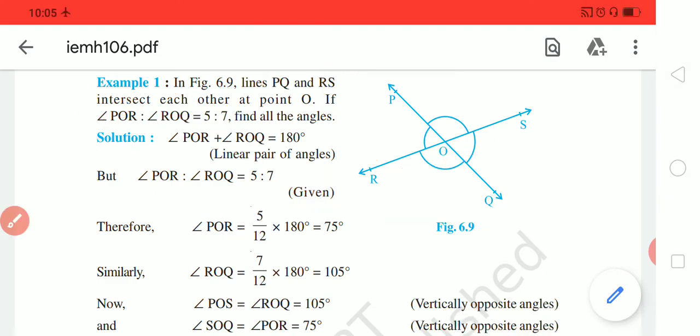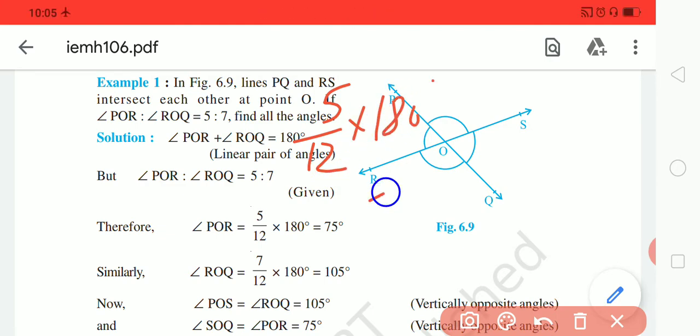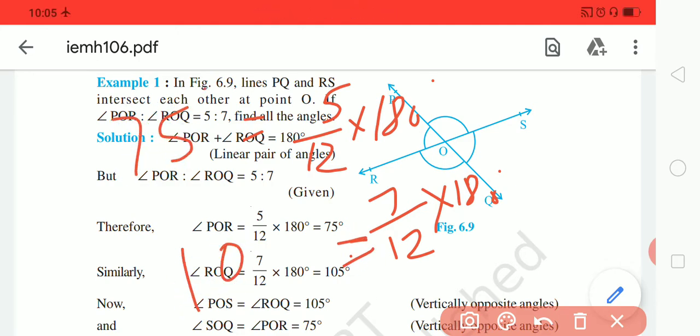So I hope you get it. This one is the fifth part of 12 into 180 degrees, and this is the 7 part of 12 into 180 degrees. I'm just converting into degrees. So I got 75 degrees here, and this we got 105 degrees.